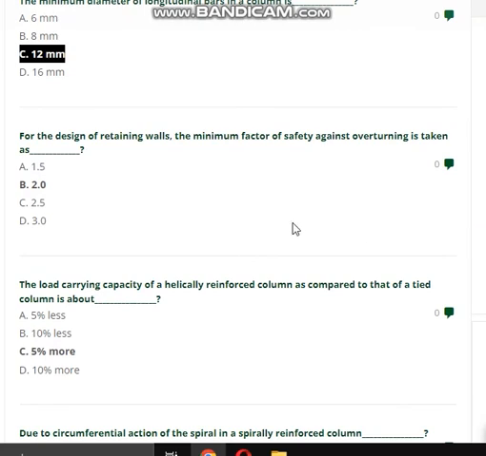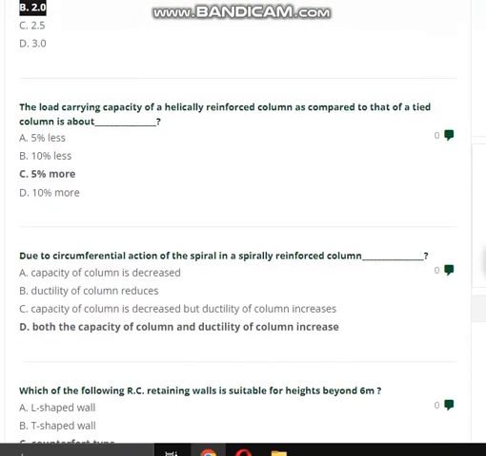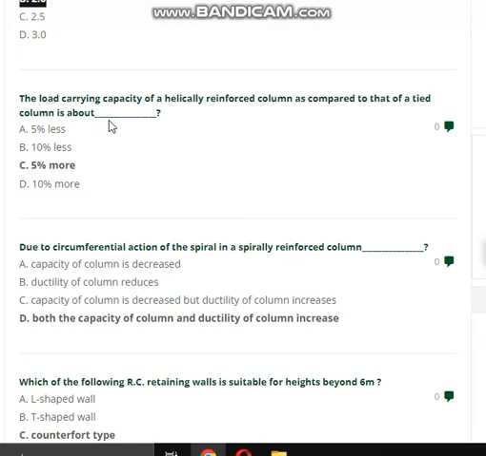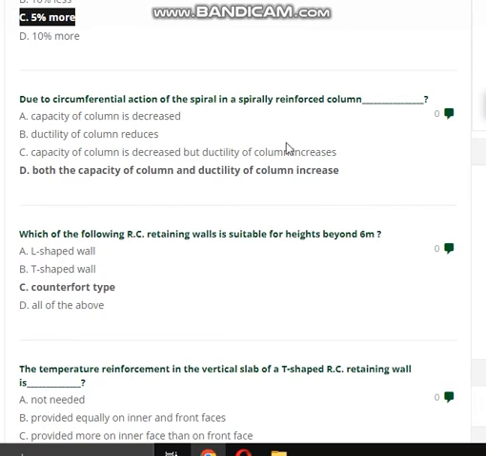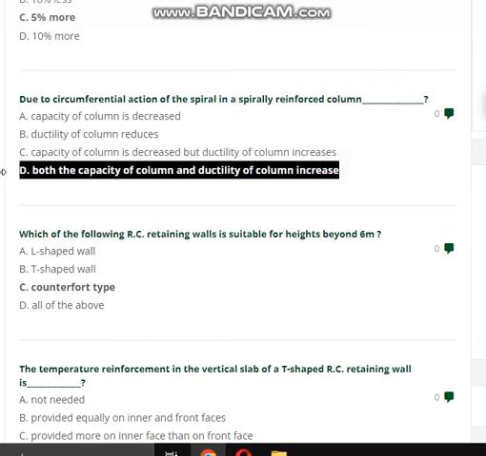For the design of retaining wall, the minimum factor of safety against overturning is taken as 2.0. The load carrying capacity of helically reinforced column as compared to that of tied column is about 5% more. Due to the action of spiral in a spirally reinforced column, both the capacity of column and ductility of column increase.